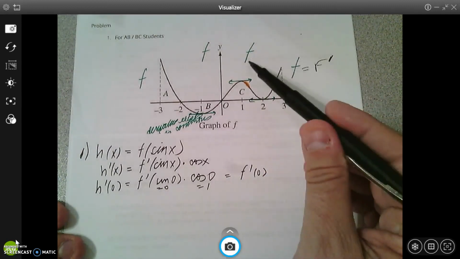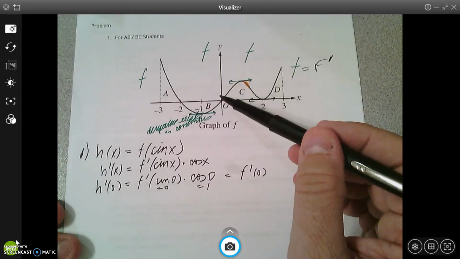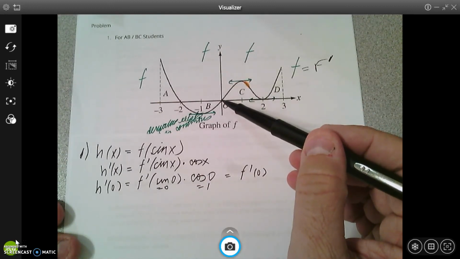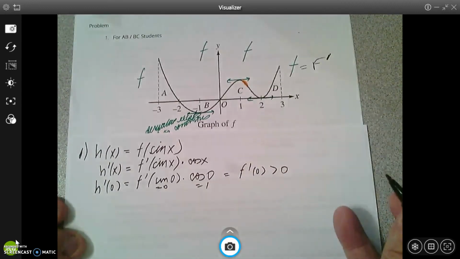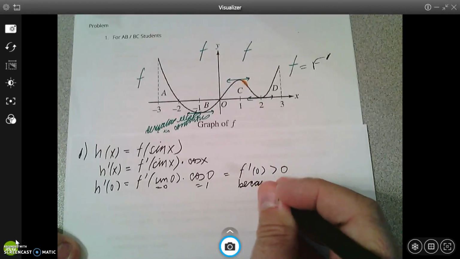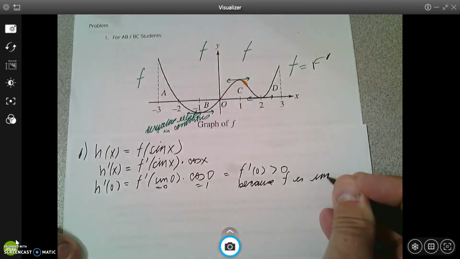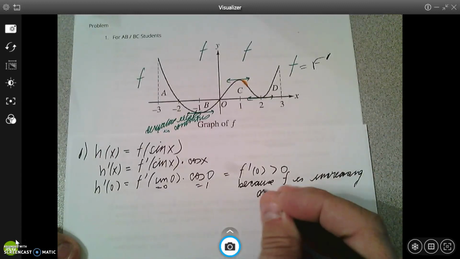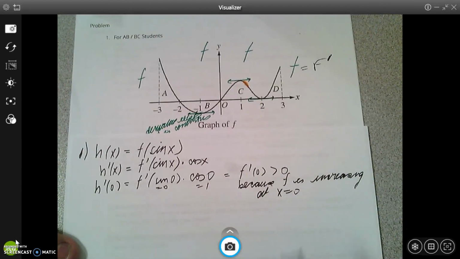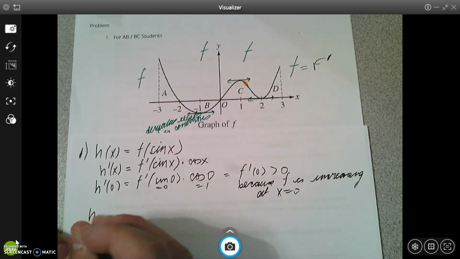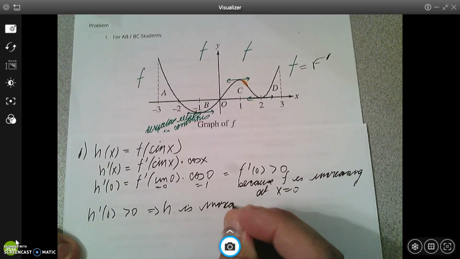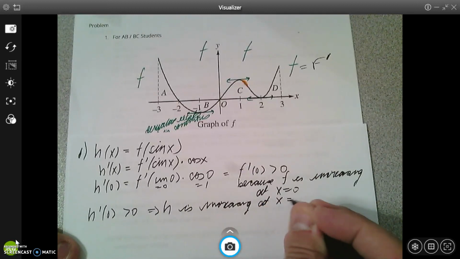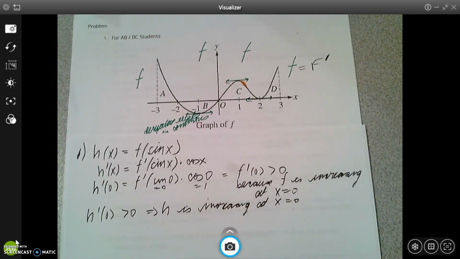Good question. This is the graph of f. I don't know exactly what the value of the derivative of f is at x equals 0, but I do know that the graph of f is increasing, which means that f prime is greater than 0. And maybe you make a statement and you say, because f is increasing at x equals 0. Well, if h prime of 0 is positive, then that means h is increasing at x equals 0. Done.